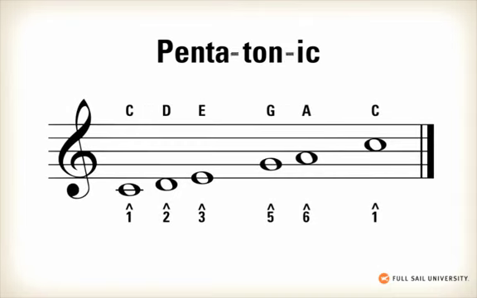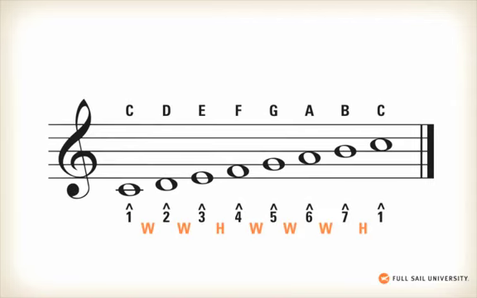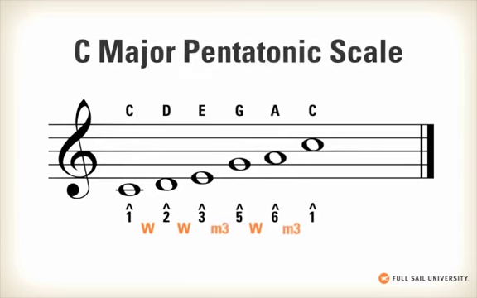This is the C major pentatonic scale, as it is built on C and is derived from the C major scale. Notice how this major pentatonic scale includes only scale degrees 1, 2, 3, 5, and 6 from the major scale. As a result, there are no half steps present.